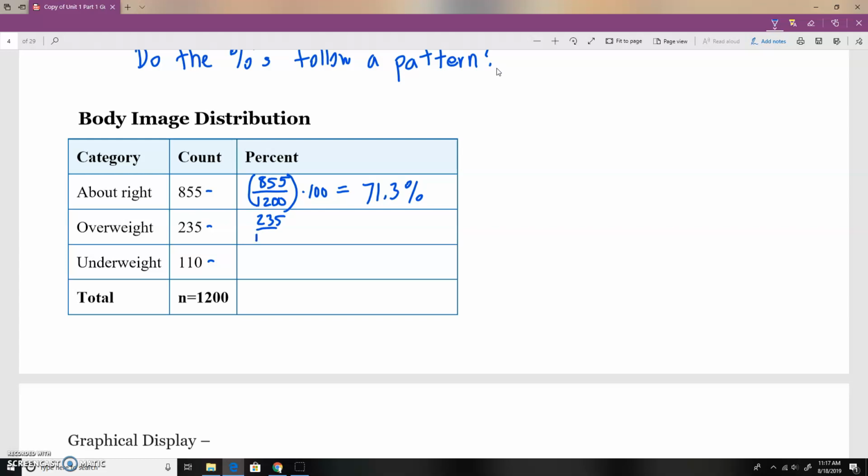And then we would do the same for the other two categories. For overweight, we would do 235 divided by 1,200 times 100. And that ends up giving us 19.6%. And for underweight, we would do 110 divided by 1,200 times 100. And that would give us 9.2%. Now, an important fact to remember is, since we had 1,200 total, if we added all of these up together, then our total percentage should always be 100%.